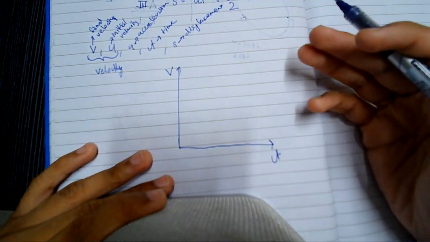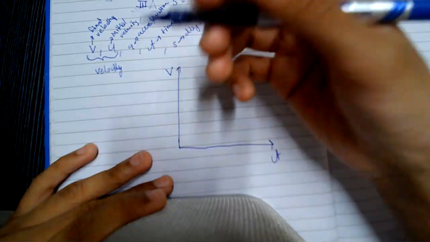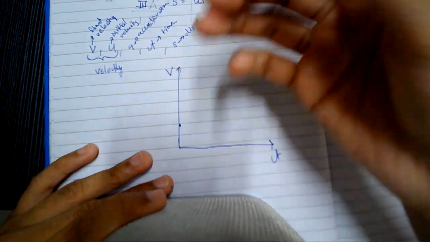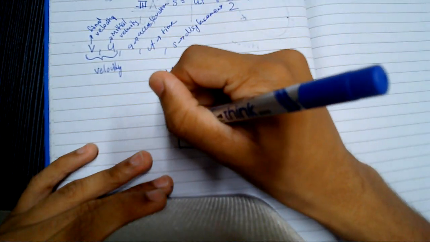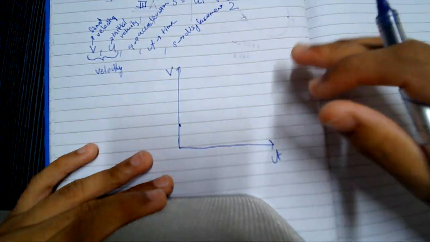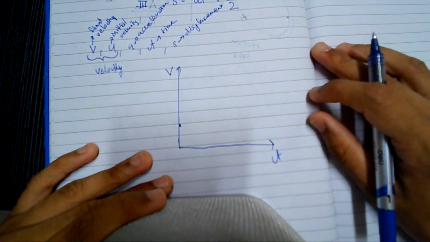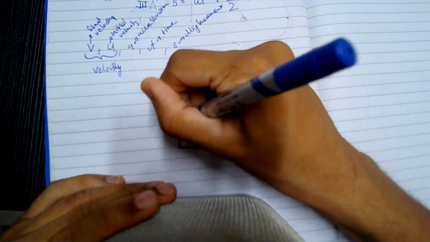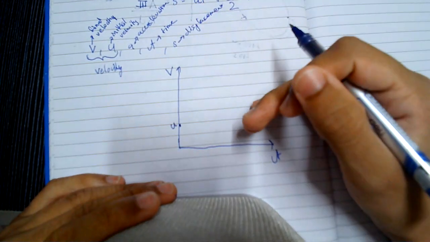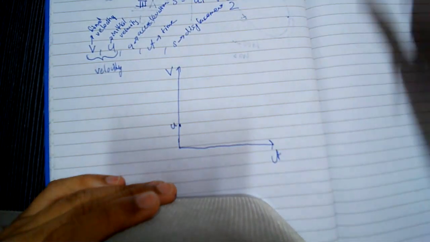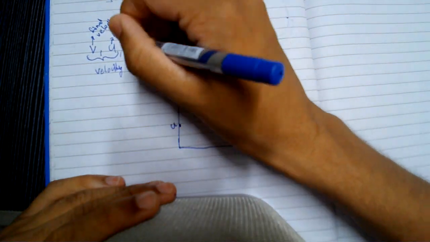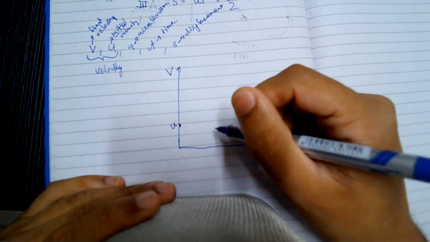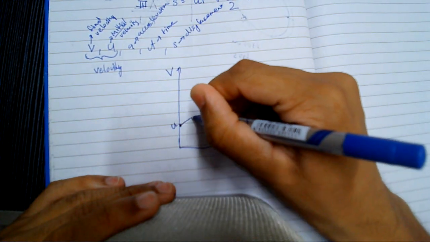So let's say there's an object. There's a car, for example, that starts at some speed, some velocity, might be 10 meters per second, might be 20 meters per second, might be 50 meters per second. I'm gonna call that number u because that's the starting velocity. Another word for starting is initial, right? Initial velocity. I'm gonna call it u.